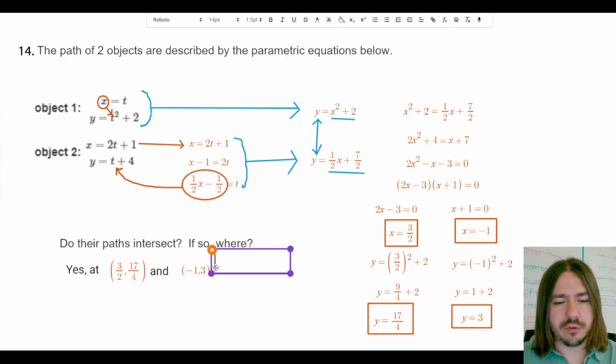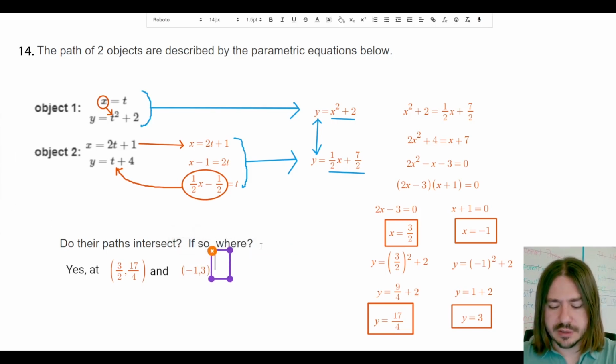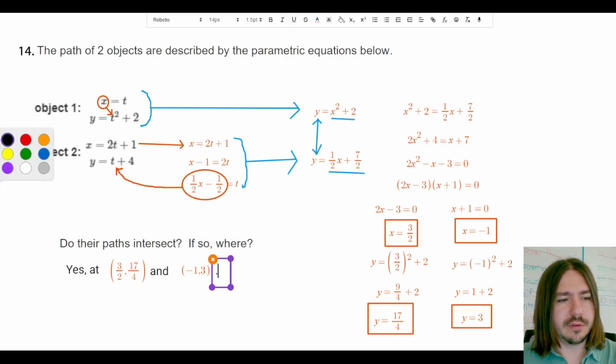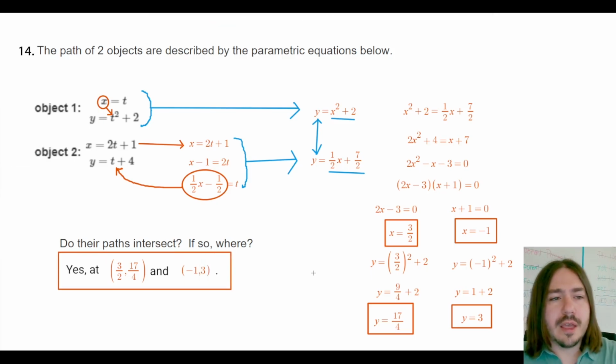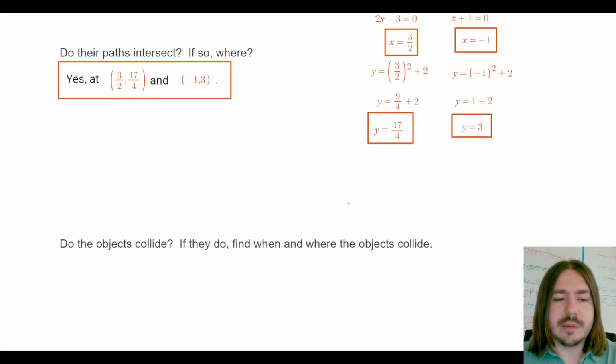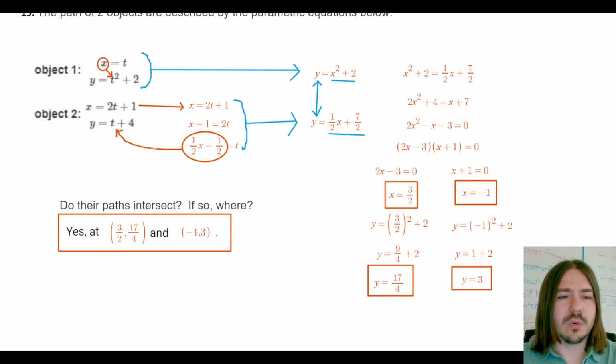But the second part of this question is all about the collision. So let me wrap this up and box my answer here. The second part of this says, do the objects collide? In order for them to collide, they have to be at the same place at the same time. So what we need to do is substitute these coordinates back into the object equations and see whether or not we get the same time.